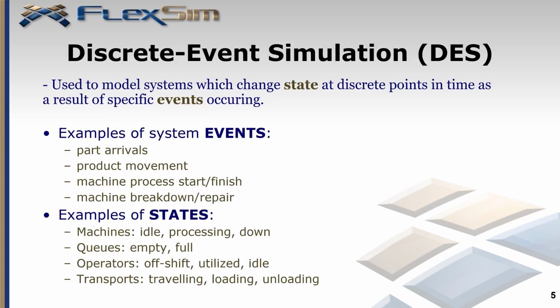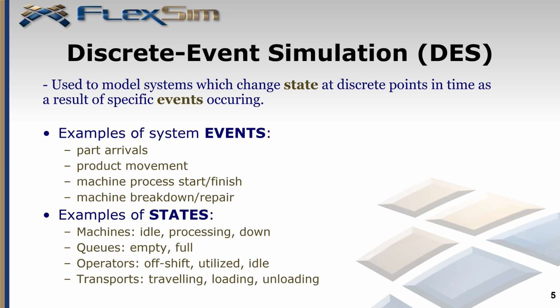Discrete event simulation, also known as DES, is used to model systems which change state at discrete points in time as a result of specific events occurring. Some examples of system events might be parts arriving, product movement, machine process start or finish times, machine breakdowns, and repairs. Examples of states for machines might be idle, processing, down.